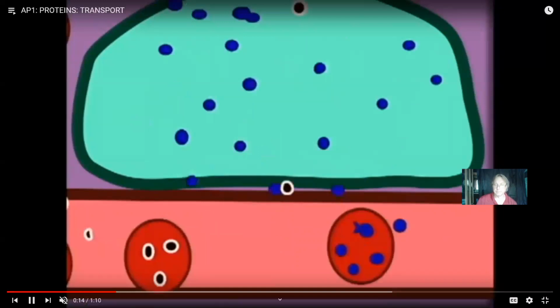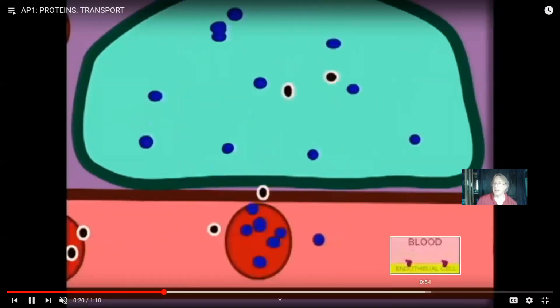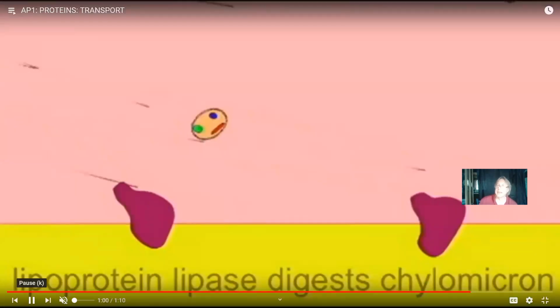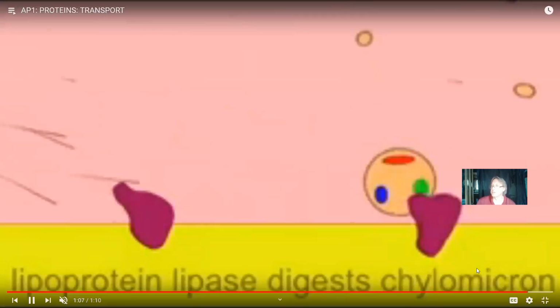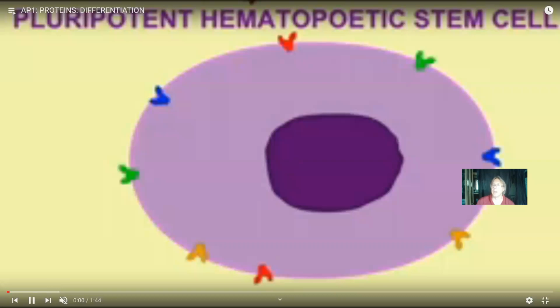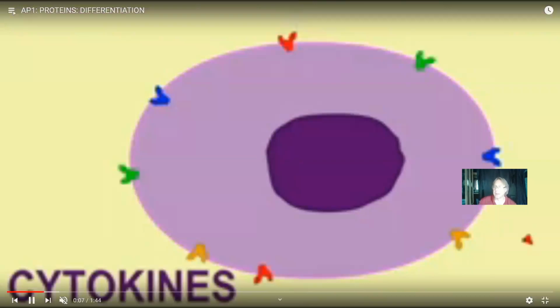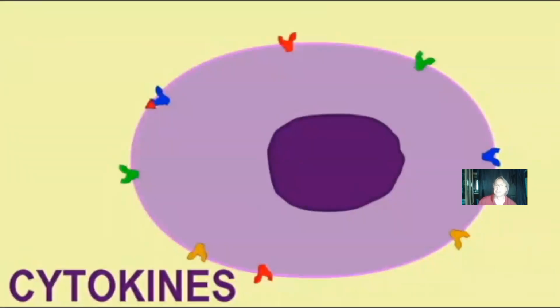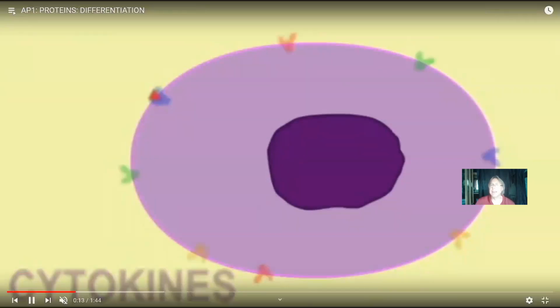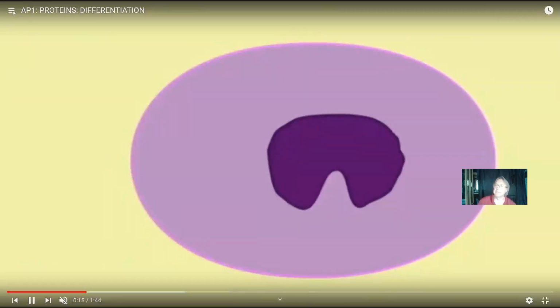Other things in our blood that don't dissolve in water include testosterone and cholesterol. Cholesterol in our blood is carried in lipid particles, where the three colors, the red, the green, and the blue, represent proteins. As we can see in the next video as well, proteins can represent signals which tell cells what to do, in addition to receptors which receive those signals.